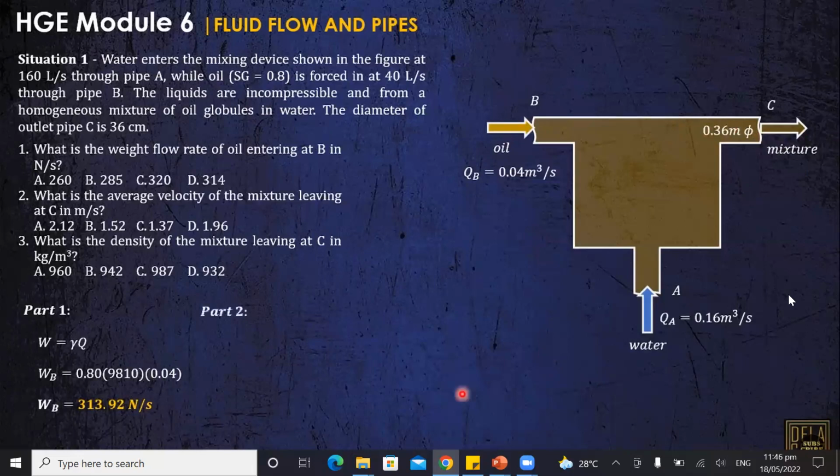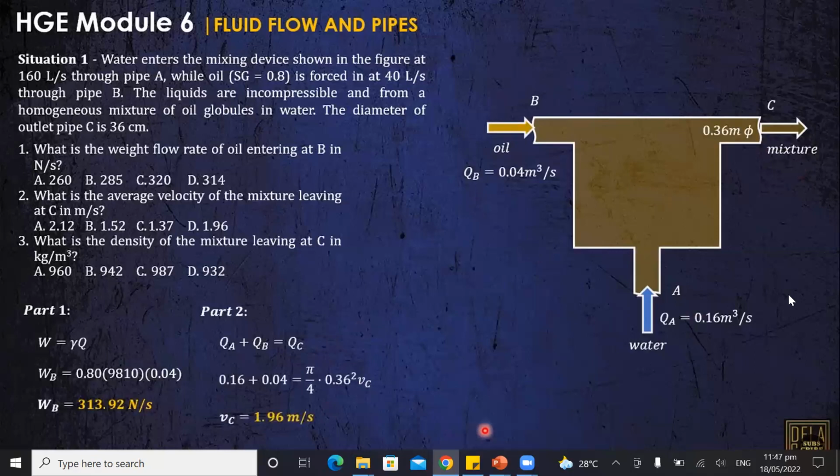Pwede natin gawin yan, no? QA plus QB is equal to QC. Again nga, it is incompressible. Okay? So we can have this one. So by this one, yung QC is equal to area times velocity. So we have here the diameter at C. Then we can express this one as pi over 4 times the diameter squared times the velocity at C, which is yung hinahanap sa number 2. Of course, we have the QA, we have the QB, we have the diameter here, as I have said. Then VC can be calculated. That is 1.96 meters per second.